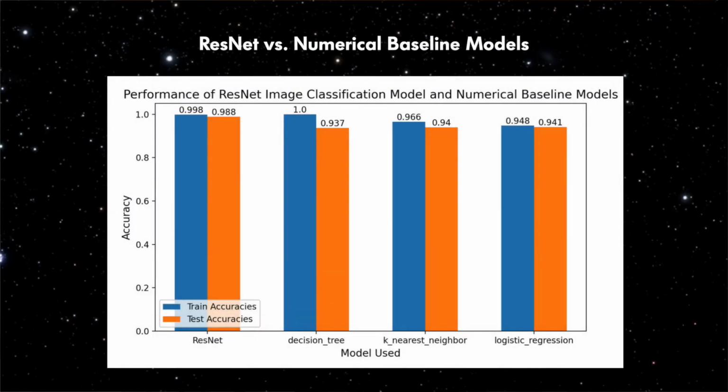And here we see a comparison between the train and test accuracies of our ResNet and some numerical baseline models that use other features such as the brightness in different bands. We see clearly that our ResNet model beats out the other models, typically in train accuracy and certainly in validation accuracy, indicating that this neural network is indeed effective and vital to actually classifying known lenses in this way.